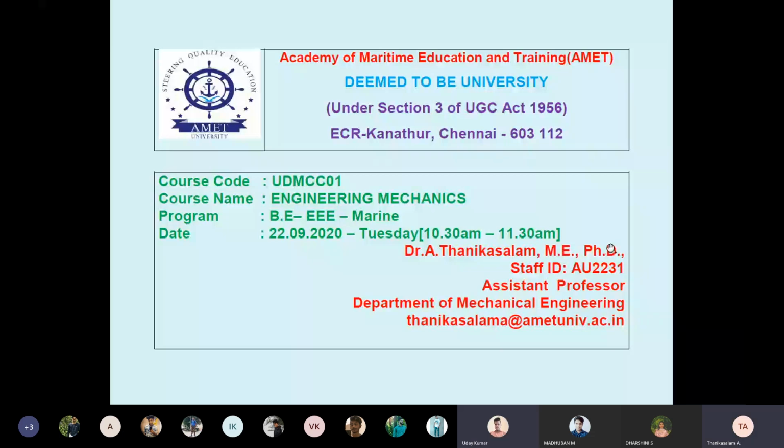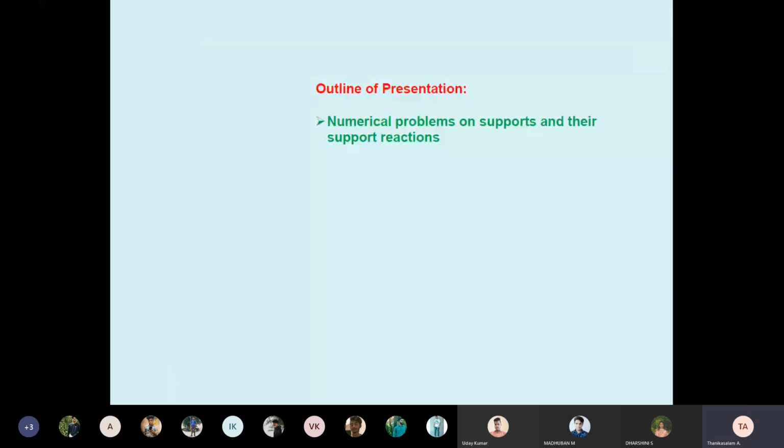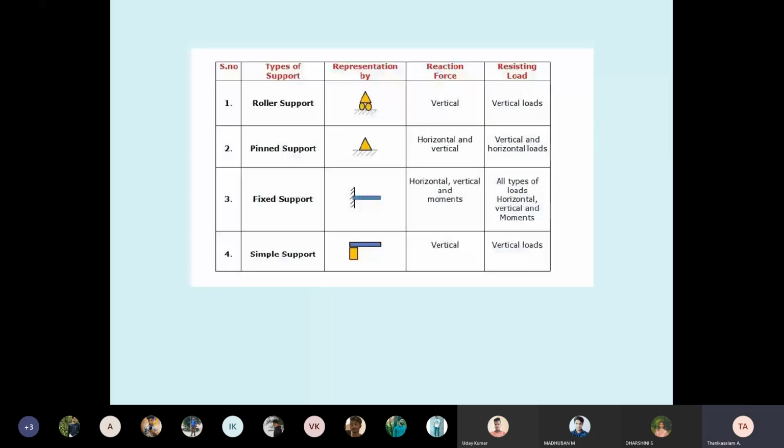Okay. Good morning, students. We are discussing Unit 2, Equilibrium of Rigid Bodies, title Equilibrium of Rigid Body in 2 dimensions. From the topics, we are discussing supports and their reactions. Today also we are going to discuss numerical problems on supports and their reactions.